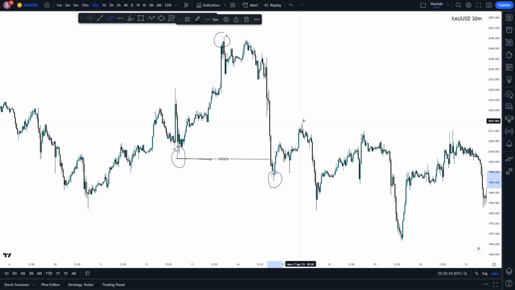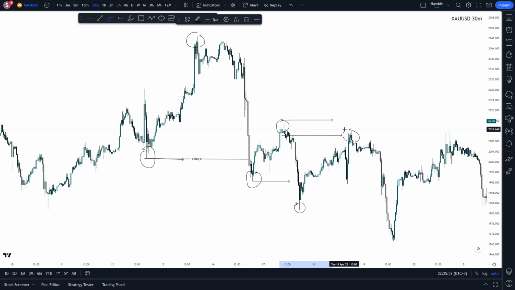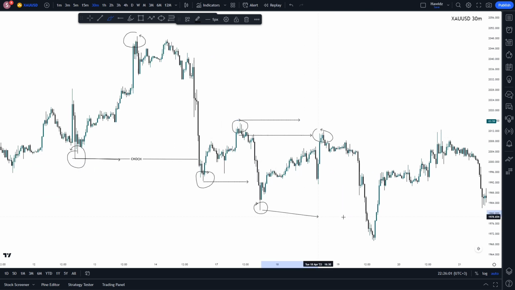From that, price made this slight pullback right here, and then broke structure once again and created this as a new lower low. So again, a series of lower lows and lower highs started to be put into place in the market. After that, this right here was created as a lower high, which came into this area of supply right here. And then price broke off again.